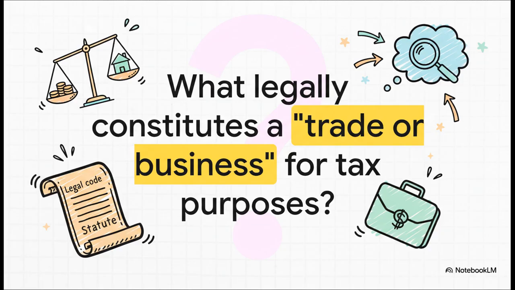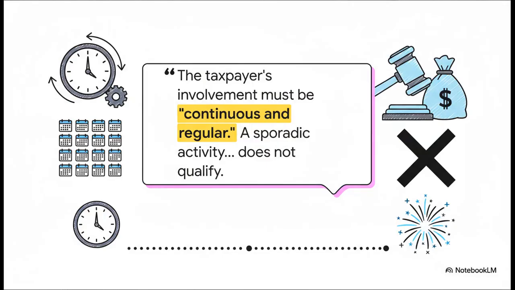But here's the catch: the code itself never actually defines the term. For that, we have to look to the court cases surrounding Section 162, which is the section that deals with business expenses. And this is where another Supreme Court case, Commissioner v. Groetzinger, delivers the knockout punch.